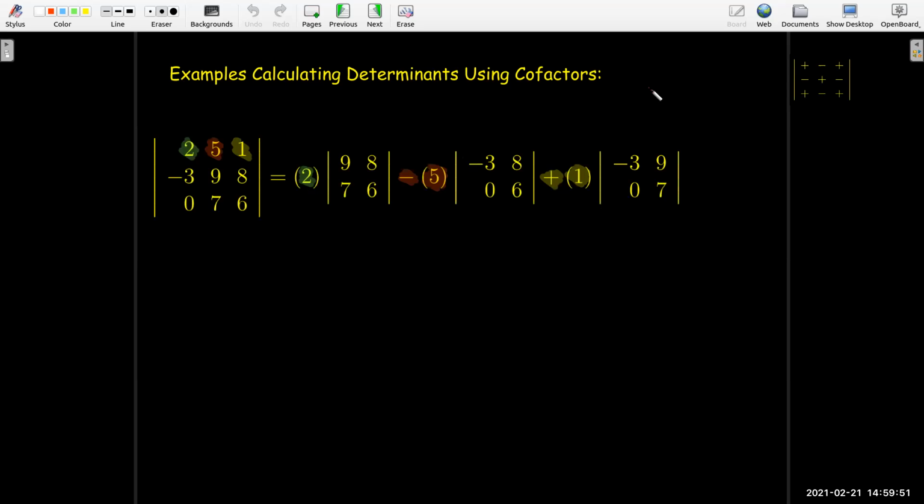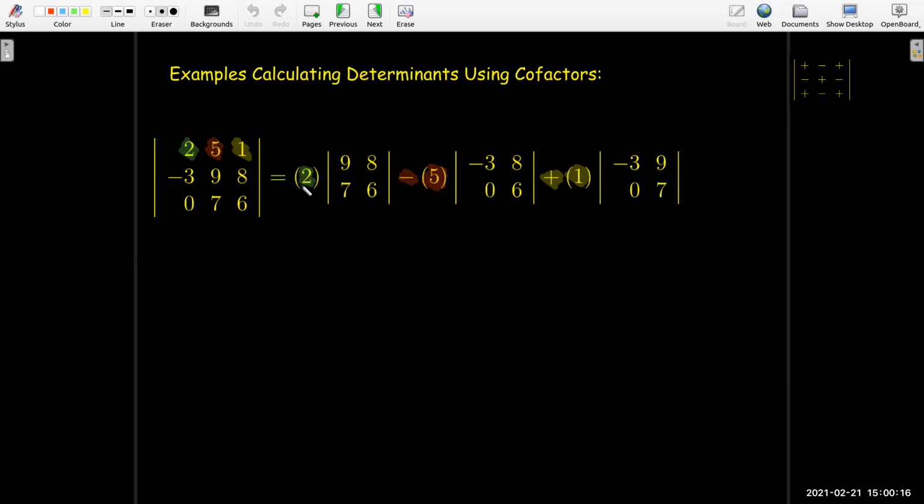And let's calculate the value of this determinant, expanding about the first row. So I'm going across the first row. So I have to find each cofactor and add them up. Well, the first cofactor is going to have a positive sign.